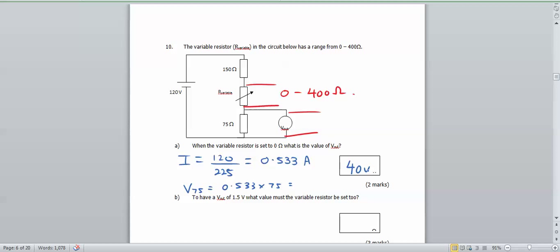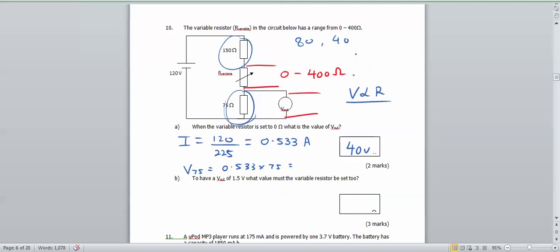So there's going to be a 40 volt drop across. And look, you could have done this without doing any calculations, because the voltage drop is proportional to the resistance in this series circuit. So given that the resistance is half of this, then we know that the voltage is going to be split 80-40.